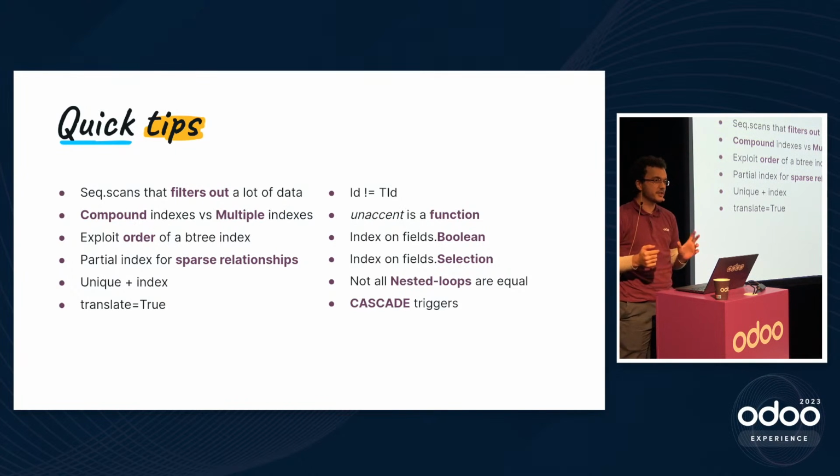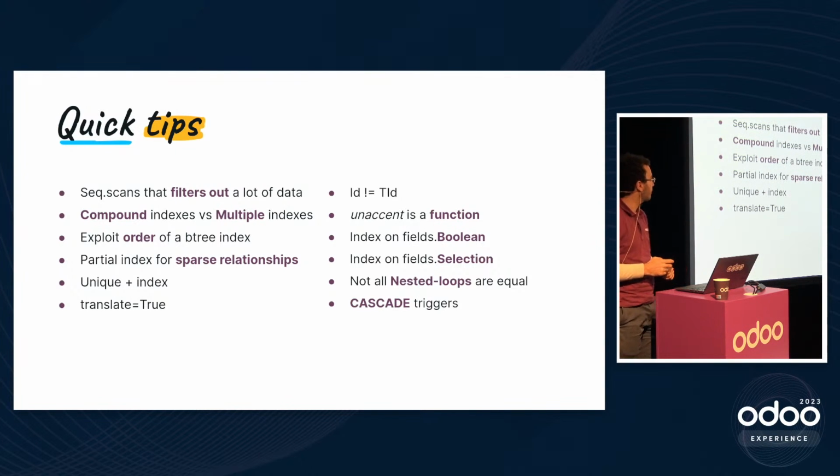Partial indexes on sparse relationships. If you have many-to-ones that are linked to another model, and that model is not always linked to a model. For example, you have tasks and you have helpdesk tickets. Not every helpdesk ticket has a task associated with it. So if you want an index that points from the task to the helpdesk ticket, it doesn't make sense to include tasks that are null inside. So you put a partial index, a B-tree not null, on that many-to-one to speed up that search. Basically, it's free space because you will never look for a task that doesn't exist.